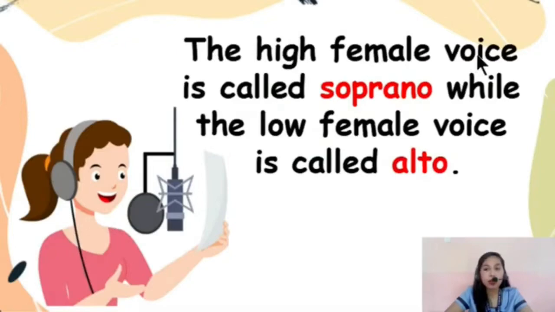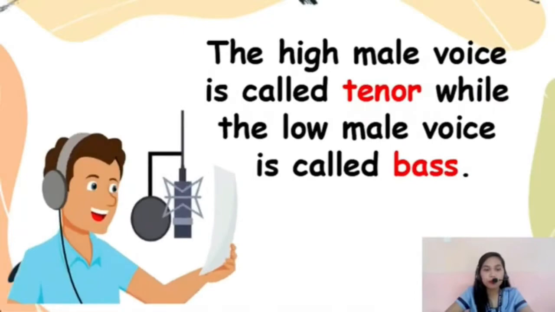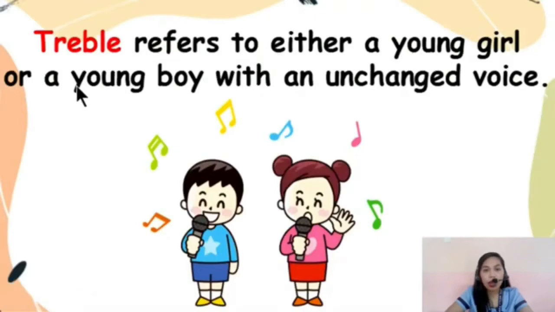The high female voice is called soprano, while the low female voice is called alto. And the high male voice is called tenor, while the low male voice is called bass. And treble refers to either a young girl or a young boy with an unchanged voice.